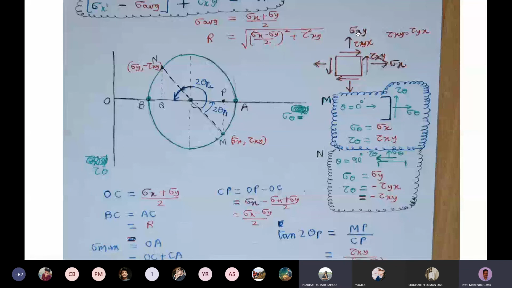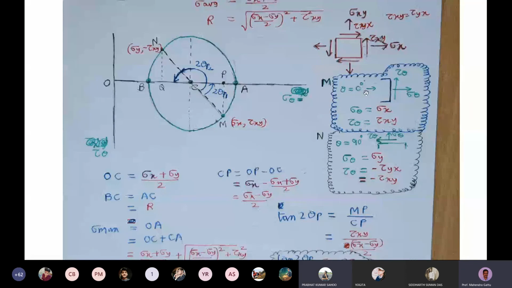Now, if you look at the right face, the normal is like this, and that normal is making an angle of 0 degrees with the x-axis. So we have sigma theta and tau theta, which is producing anti-clockwise movement. So sigma theta is equal to sigma x, and tau theta is equal to tau xy.